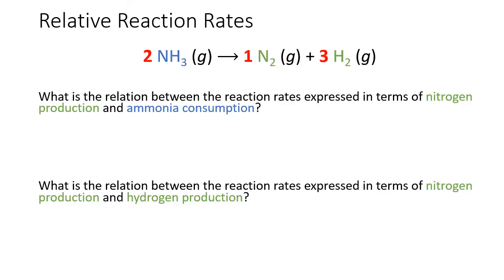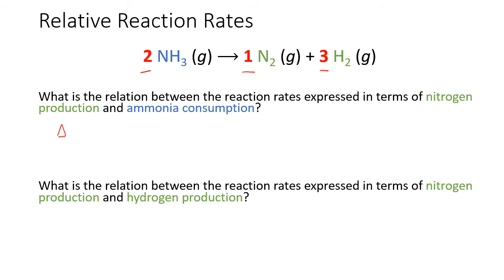Here we have the breakdown of ammonia. NH3 is decomposing into nitrogen gas and hydrogen gas. How can we relate the rate of reaction between nitrogen production and ammonia consumption? We also have our balanced chemical equation up top where we have 2NH3, 1N2, and 3H2. Those coefficients are very important when we're writing relative reaction rates.